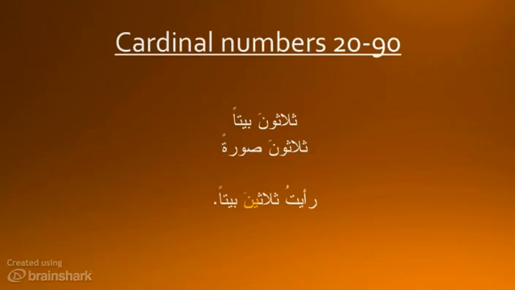For the numbers 20, 30, 40, 50, and so on, the endings are like the sound of masculine plural, una or ina. There's no ta marbuta in the feminine. ثلاثون بيتا. ثلاثون سورة. But in the accusative, رأيت ثلاثين بيتا. This is the same ending we'll have for the genitive.